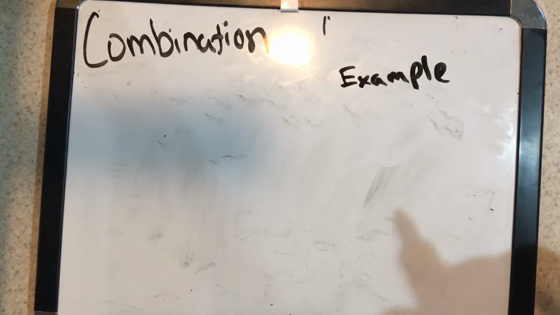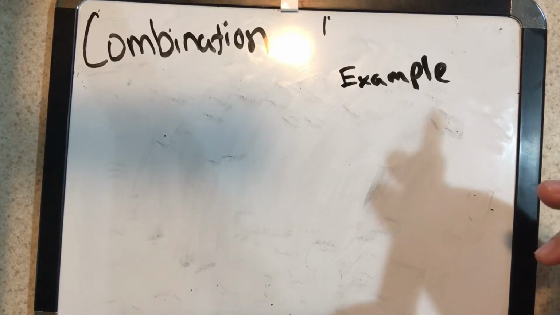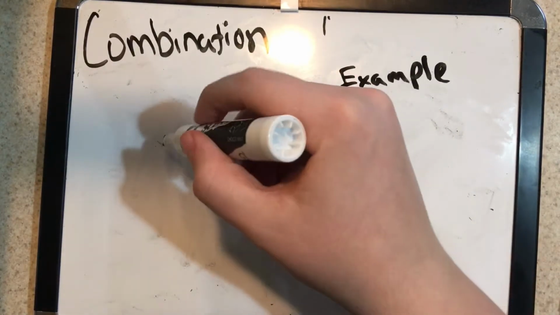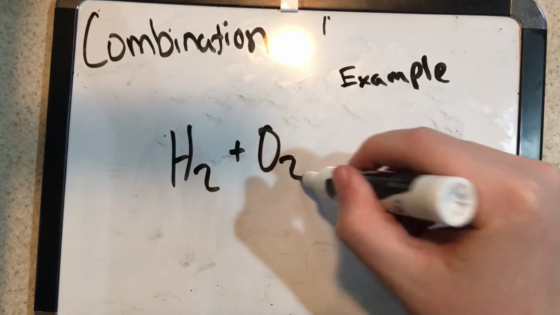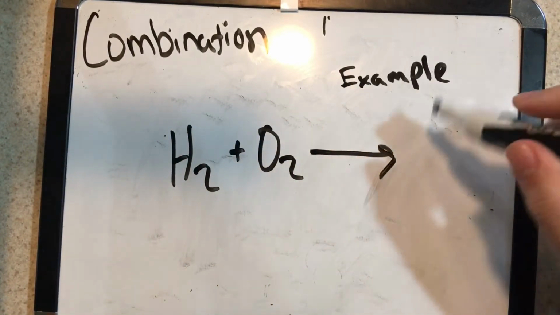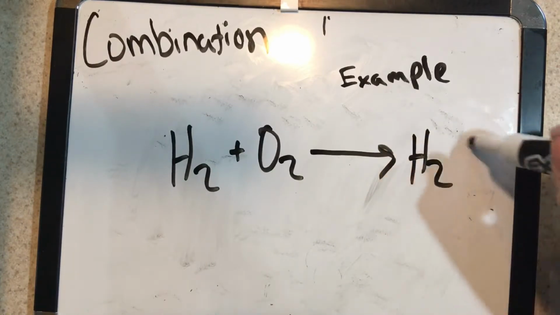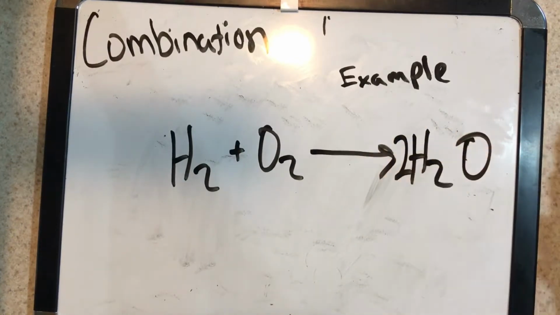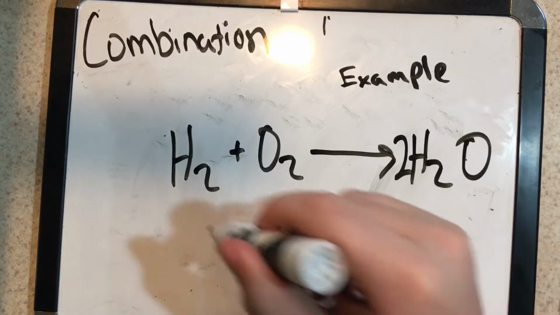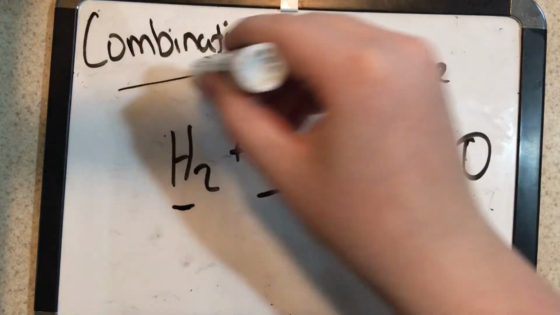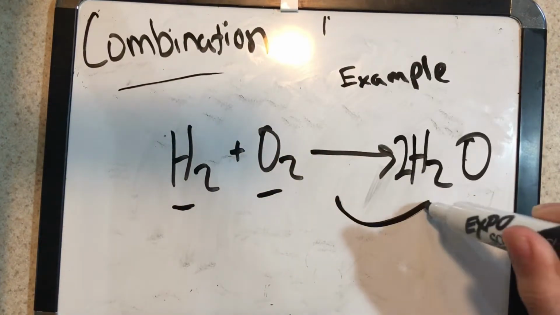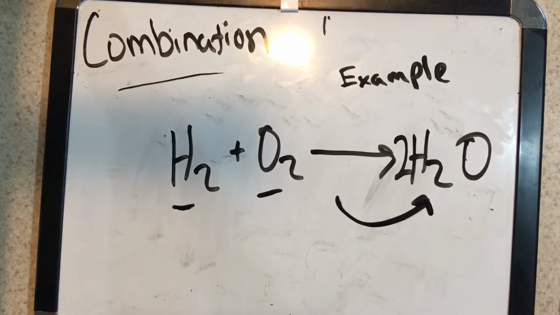An example of this would be the formation of water. So H2 plus O2 would make H2O. As you can see, two simple products combine to make one new product, which is larger, a compound.